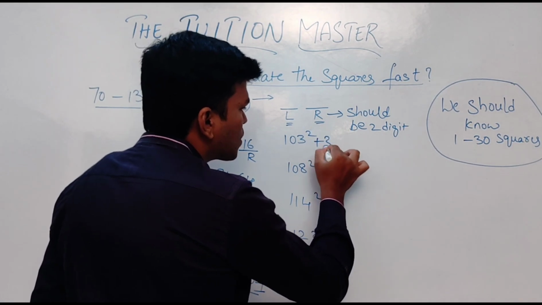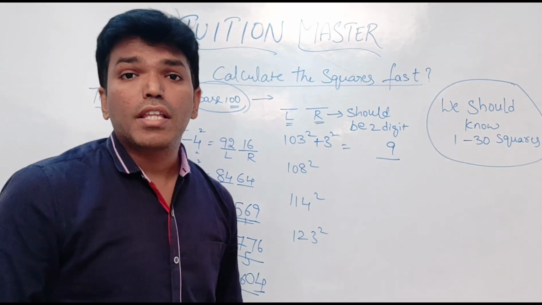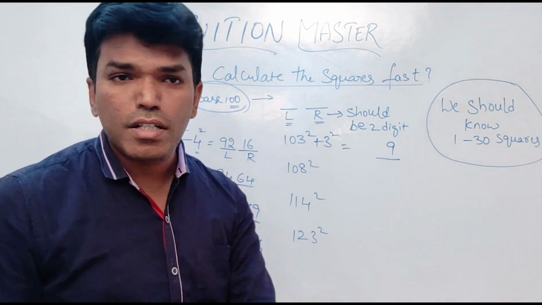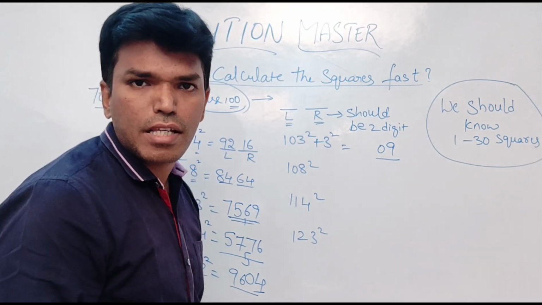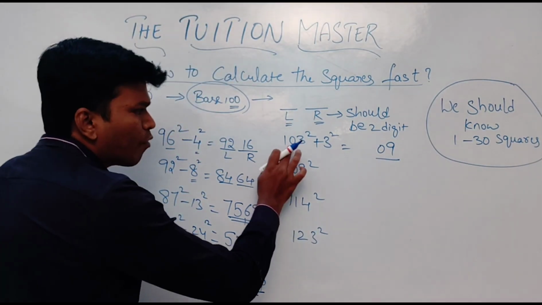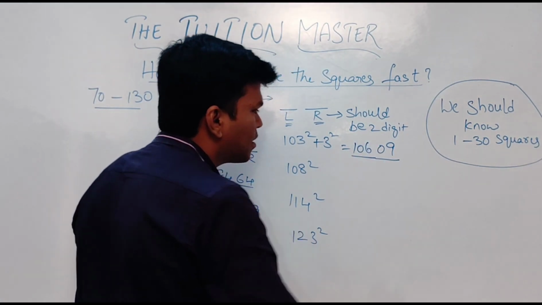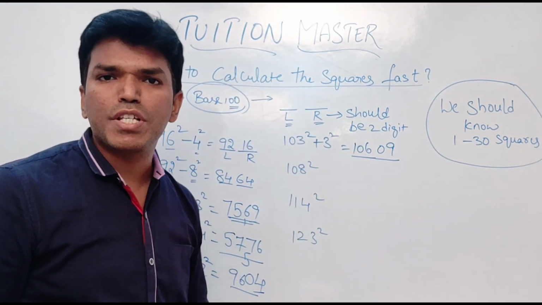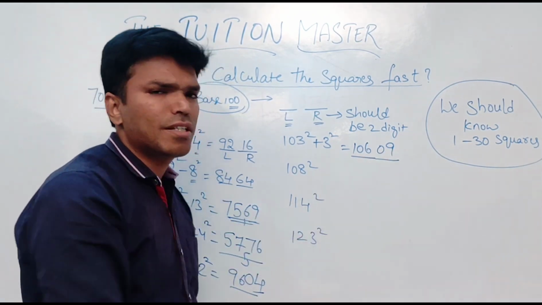So it is 3 more. So what is 3 square? 9. But the right side part should be 2 digits. So I am making it 2 digits by putting a 0 before the digit. It is 09. Now you tell me 103 plus 3. How much? 106. That's it. If it is plus, we will add it. If it is minus, we will subtract. Okay, simply within a step.